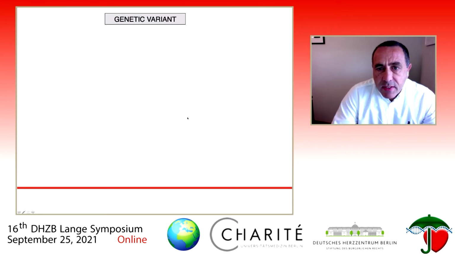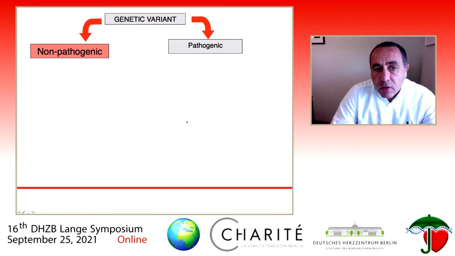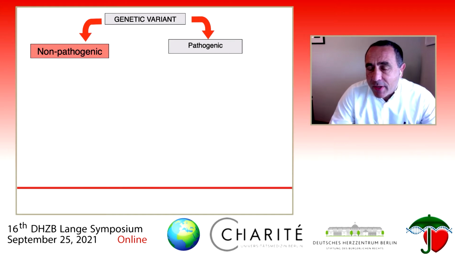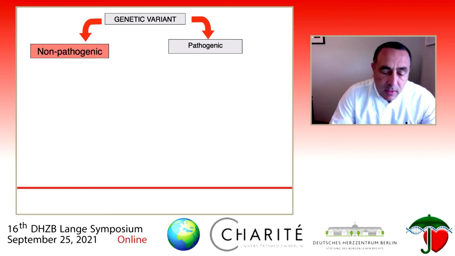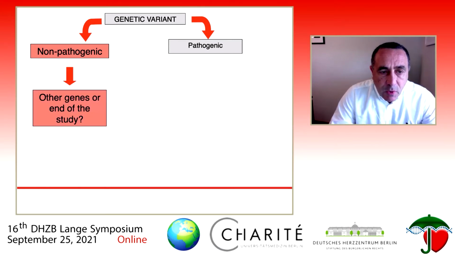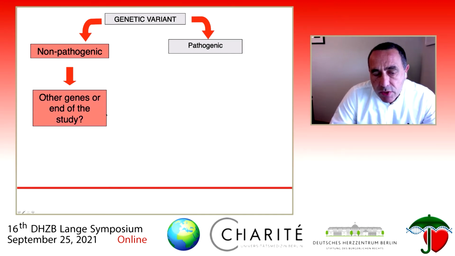So when you have a genetic variant, the first thing is whether the variant is pathogenic or non-pathogenic or something intermediate, likely benign, likely pathogenic. This is difficult, and most interpretations finish here in this categorical classification. But this is not sufficient. Of course, if the variant is non-pathogenic, then we have to consider whether we need to study more genes, to evaluate more variants, or to finish the study.